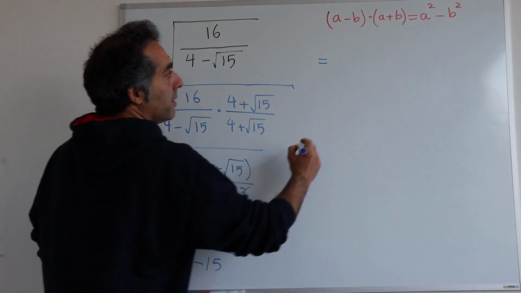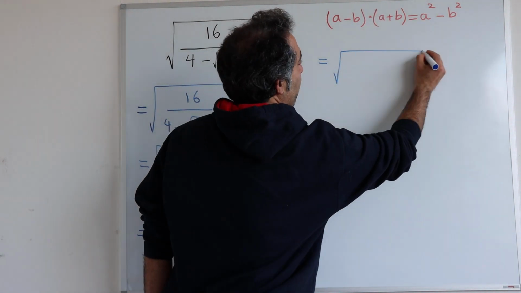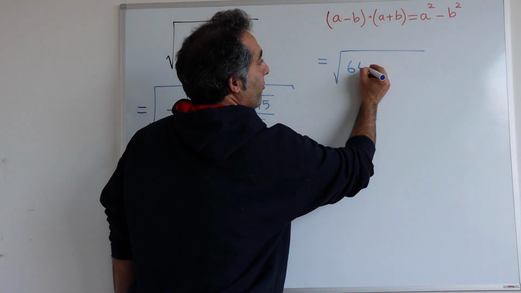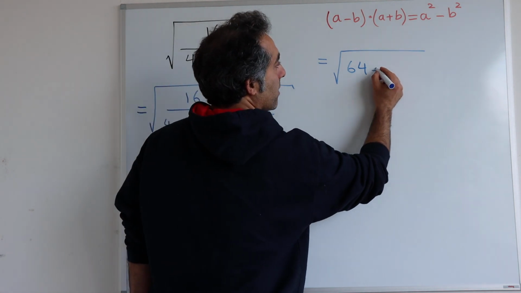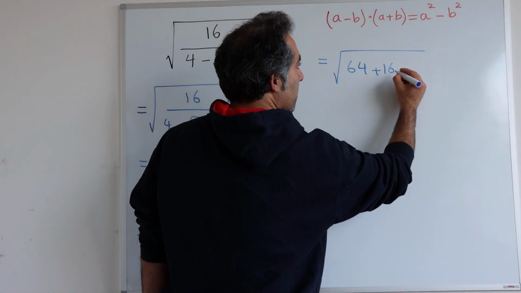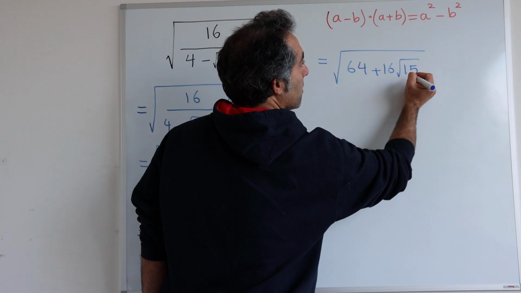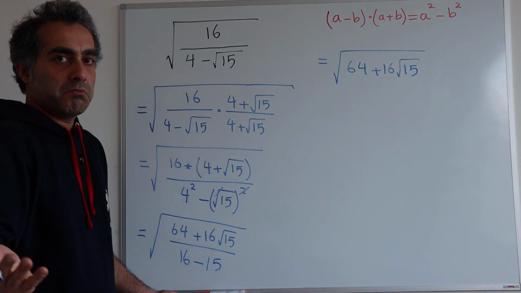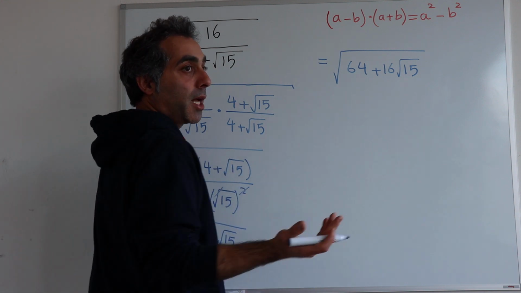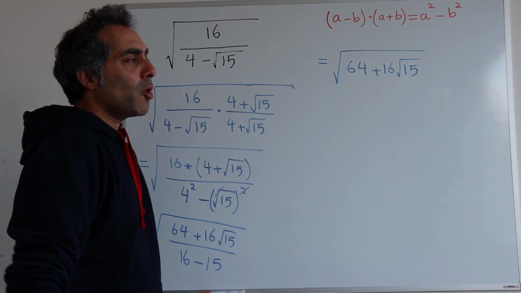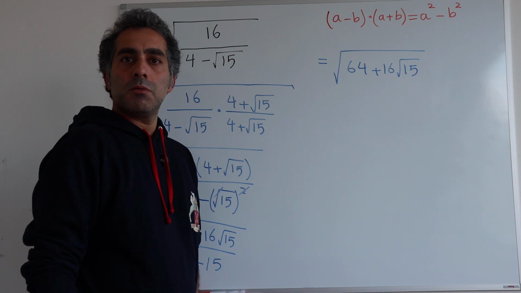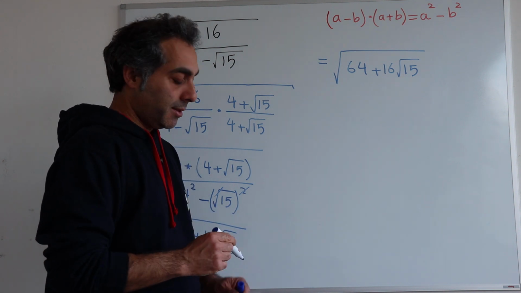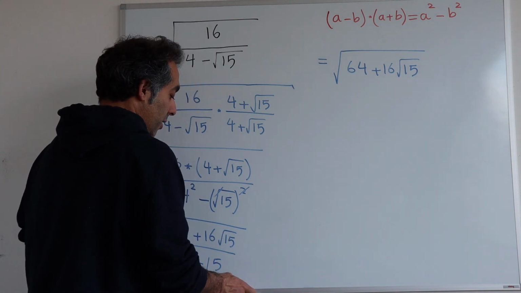So I can write the simplified expression: 64 plus 16 times the square root of 15 over 1, which I ignore. It doesn't matter whether you write it or not. But you can go further, or not. We can try. You can remember another identity which is very helpful here.